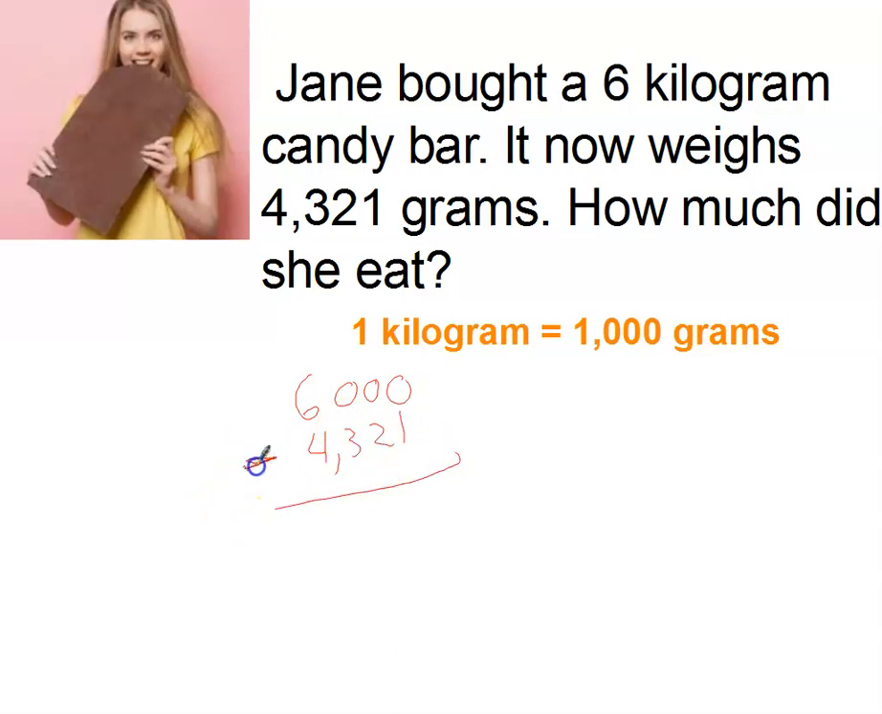So if she ate, she took some off of it. So we're going to do some borrowing again. A lot of borrowing. 10 minus 1 is 9. 9 minus 2 is 7. 9 minus 3 is 6. And 5 minus 4 is 1. 1,679 grams. That's how much she ate. More than a heavy dictionary.